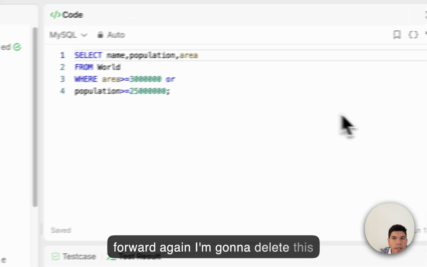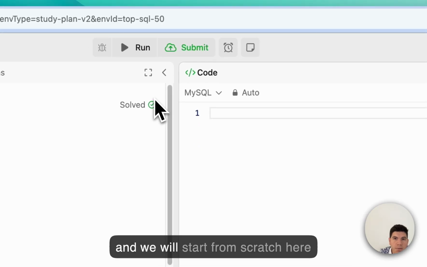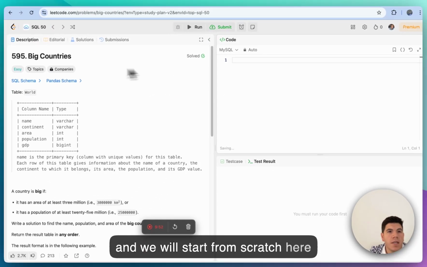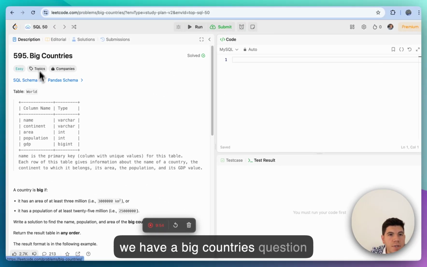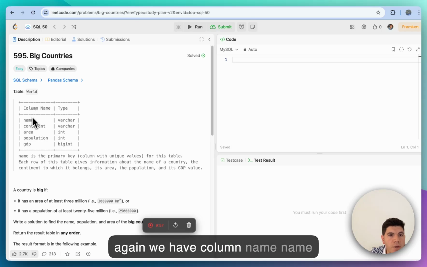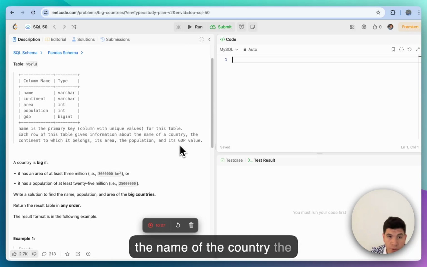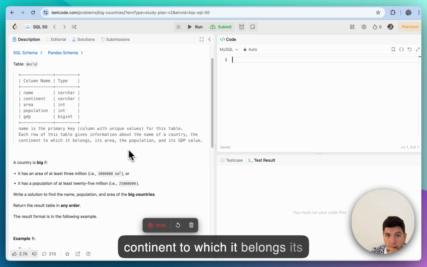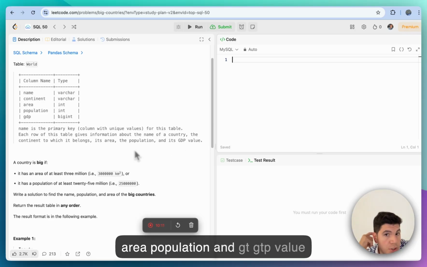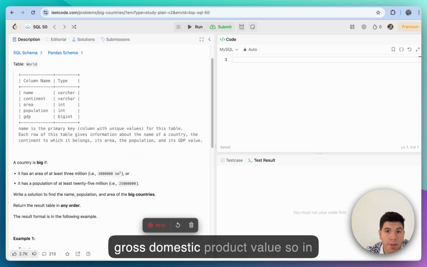Again, I'm gonna delete this and we will start from scratch. Here we have a big countries question. Again, we have columns name, continent, area, population, GDP. So name is a primary key. Each row in this table gives information about the name of the country, the continent to which it belongs, its area, population, and GDP value, gross domestic product value.